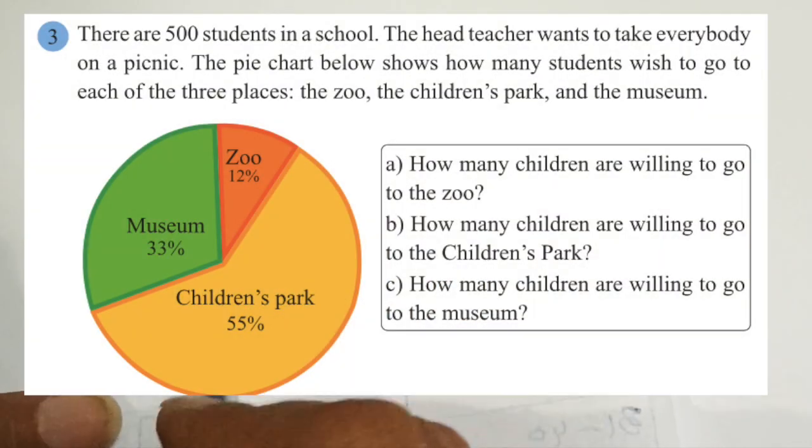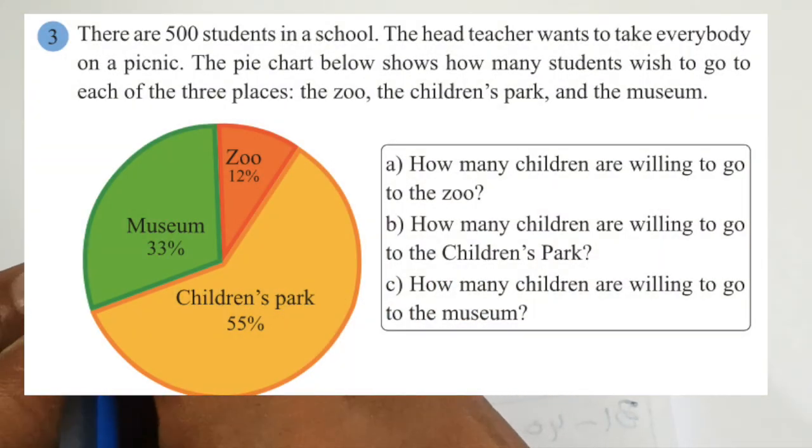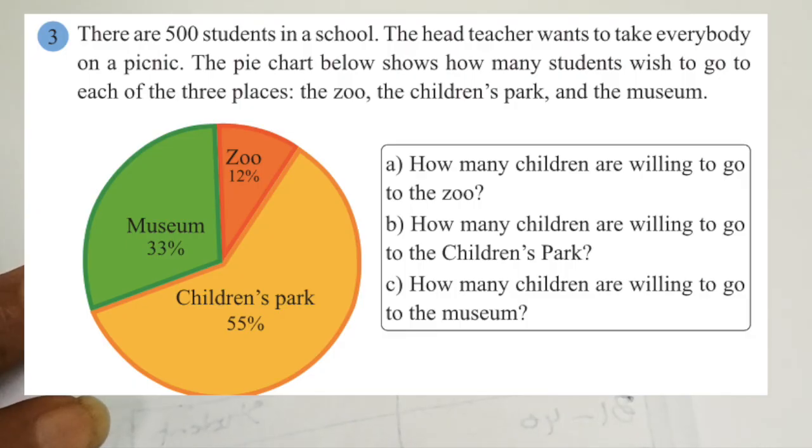English version, mathematics, class 5, chapter 9, number 3. There are 500 students in a school. The head teacher wants to take everybody on a picnic.